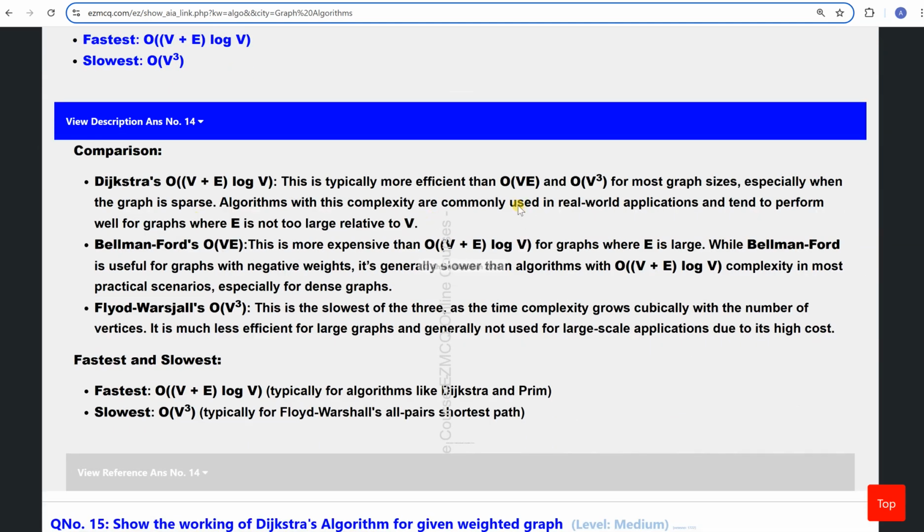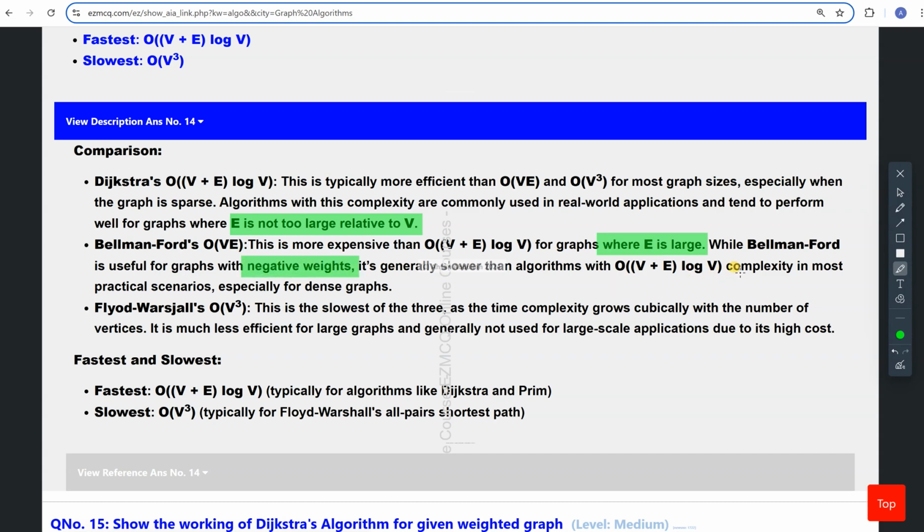So let's look at some more. Dijkstra algorithm is more efficient and it is commonly used in real world applications. Why? Because it tends to perform better. The other benefit is that it works where E is not too large, sparse graphs relative to V. Because in real life problems, there are lots and lots of graphs, but their density is low. So there are fewer edges, right? So this almost goes to order V log V. It's just about sorting itself. That's it. And Bellman-Ford's algorithm, when the edges are large, and of course it works with negative weights also.